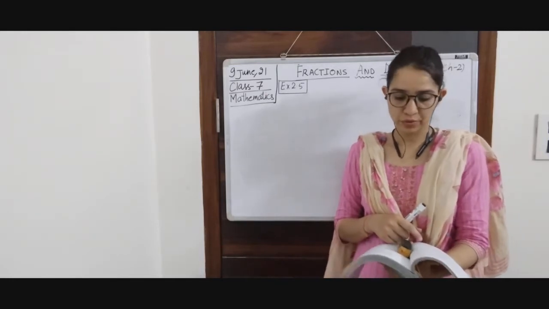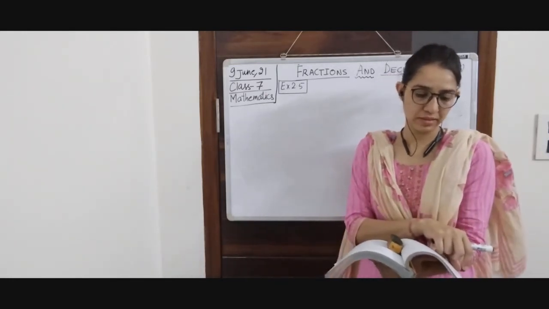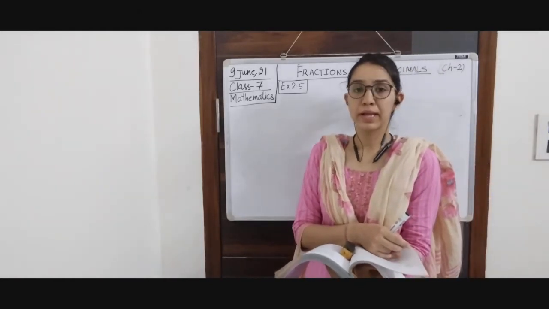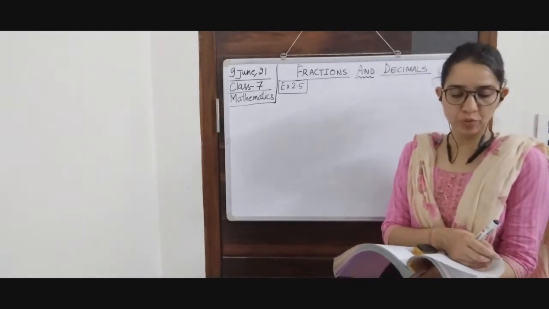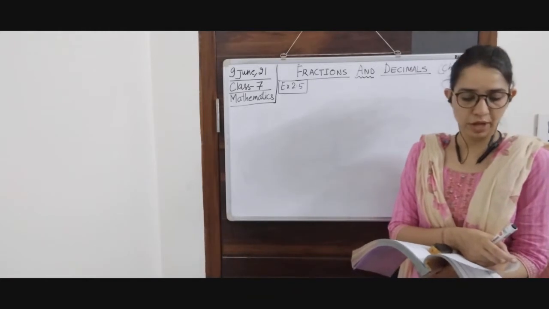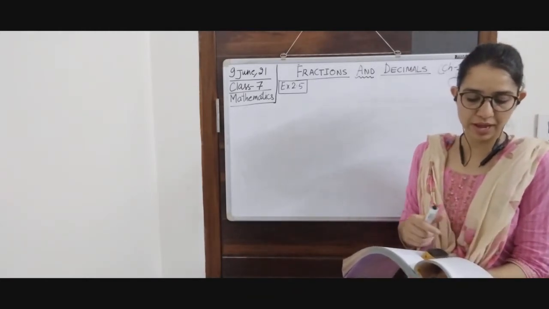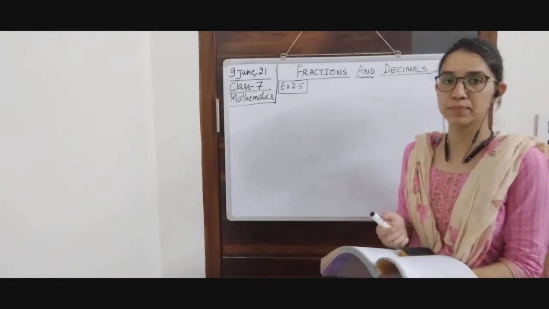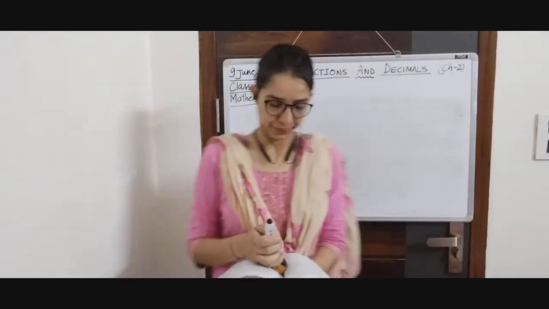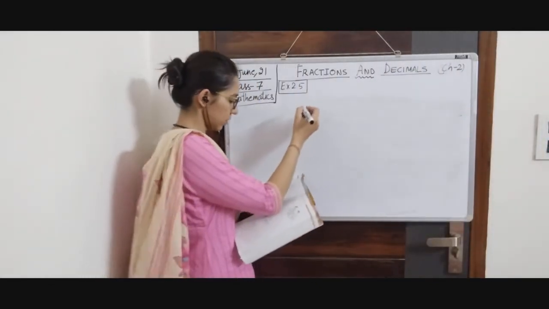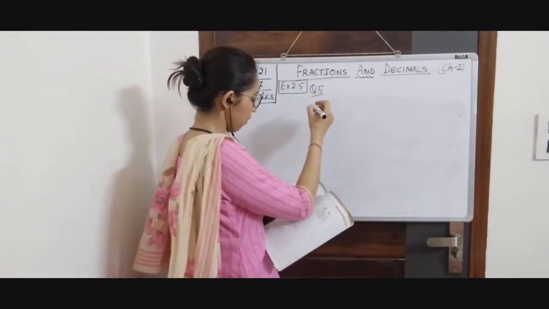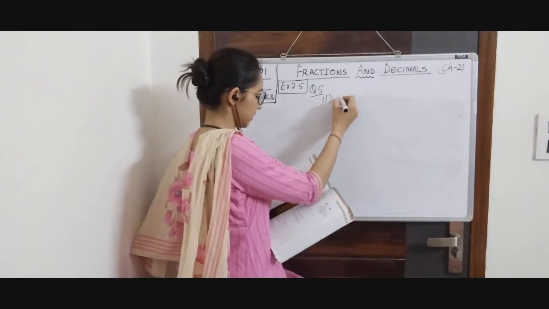We will continue with yesterday's class. In yesterday's class we were doing decimals. We completed up to question number 4. Now we will move onwards. Question number 5: we have to write the decimal number in expanded form. We already discussed how we write decimals in expanded form.